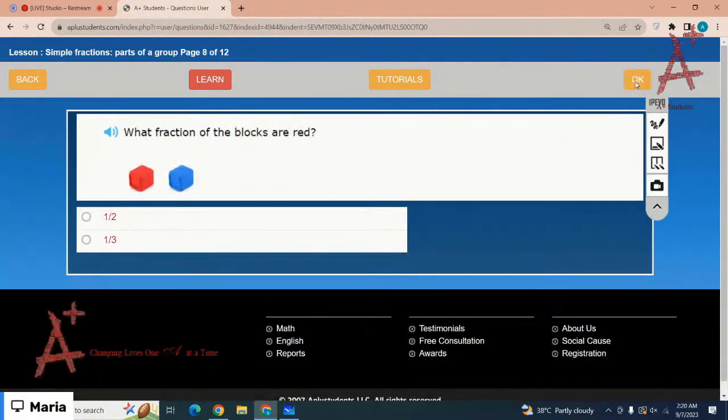What fraction of the blocks are red? Which is the correct option? The correct option is 1 out of 2 because you have a total of 2 blocks, and just one of them is red, so it would be 1 out of 2. Option 1 is the correct option.